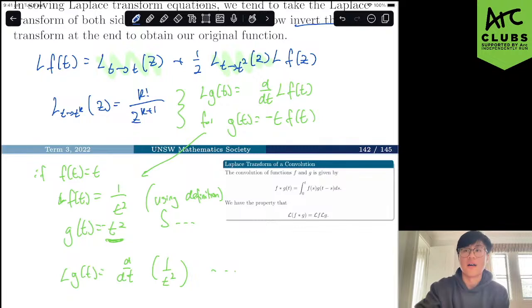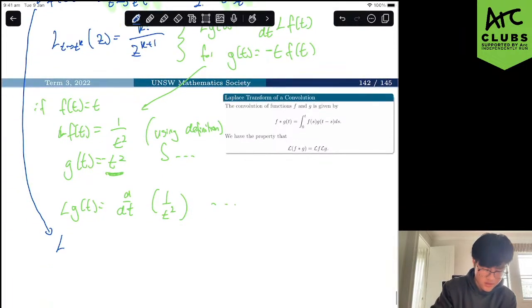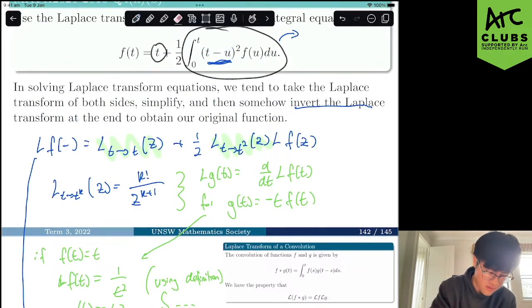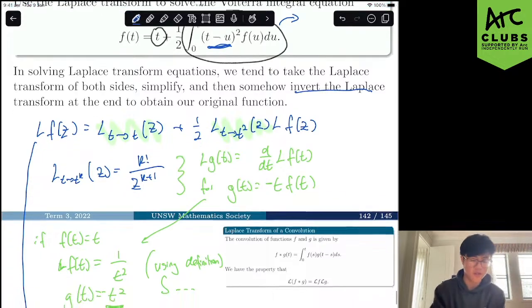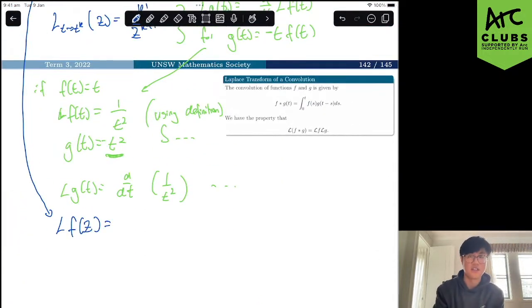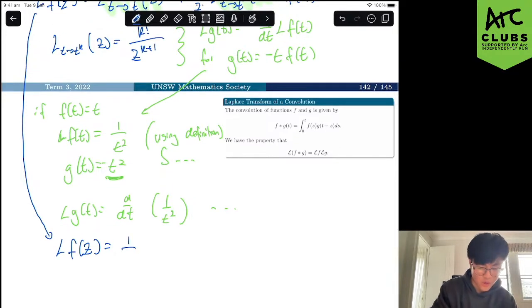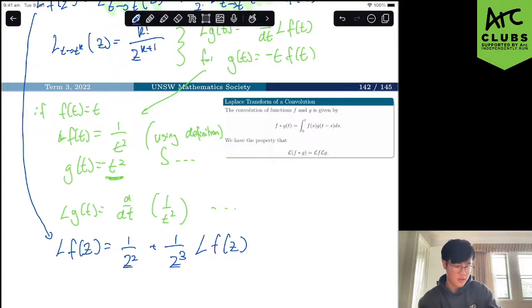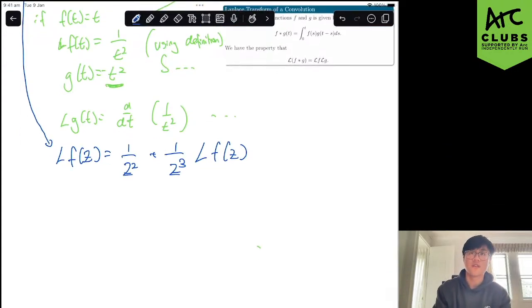All right, so with that, what we get is the Laplace transform of f. I've been using t, so it should be z since we're transforming from t. So the Laplace transform of f of z is equal to, using the formula, 1 over z squared plus 1 over z cubed times L of f of z. Now that we have this, we can rearrange to find the transform of f, which is z over z cubed minus 1.